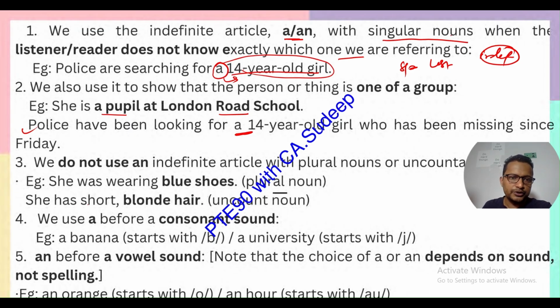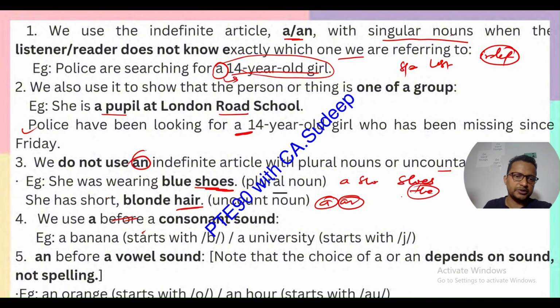with plural nouns or uncountable nouns. Like for example, she was wearing blue shoes. So shoes, right? Shoes is a plural noun, always plural. We are not saying a shoe. And then she has short blonde hair. So is this countable? No, right? So with an uncountable noun, we are not using a or an. We can use the, but depending upon the context, which we will learn, right?